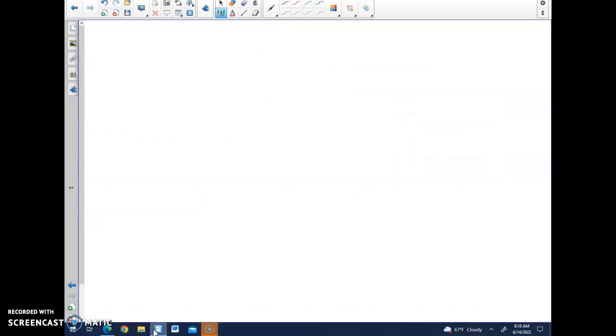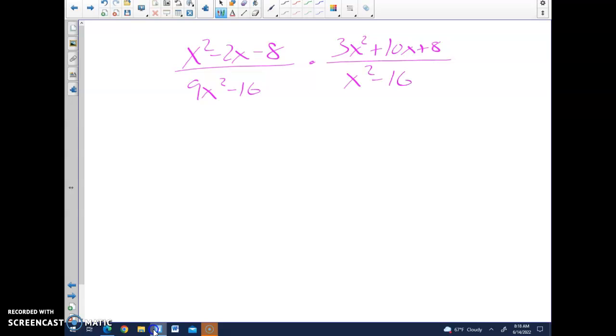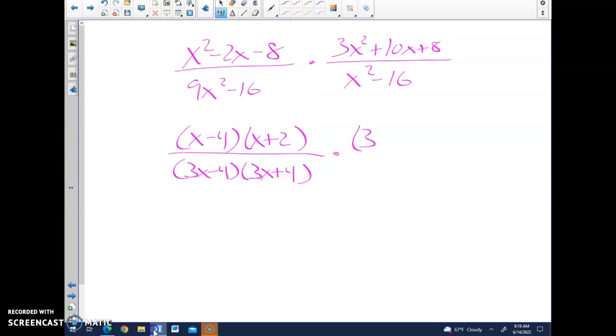So on our next one, we have this multiplication problem: x squared minus 2x minus 8 over 9x squared minus 16, times 3x squared plus 10x plus 8 over x squared minus 16. And once again, we're just factoring each spot. x minus 4, x plus 2. 3x minus 4, 3x plus 4. 3x plus 4, x plus 2. x minus 4, x plus 4.